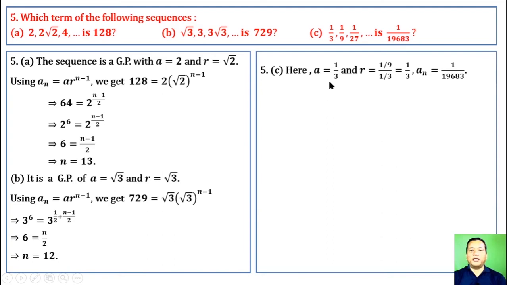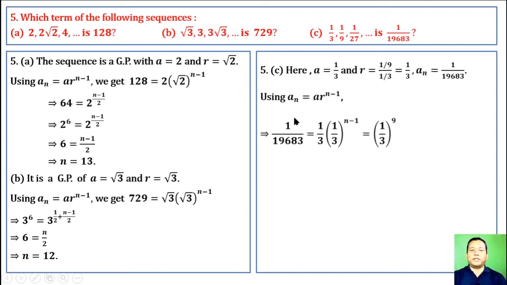For c, here a is 1 by 3 and r is second term divided by first term, that is 1 by 3. And its last n-th term is 1 by 3 power 9. Using its general term, a n is replaced by this, a is replaced by 1 by 3, r is replaced by 1 by 3, whose power is n minus 1. Their product is 1 by 3 power n. Therefore 3 power n is equal to 3 power 9. It implies n equal to 9.